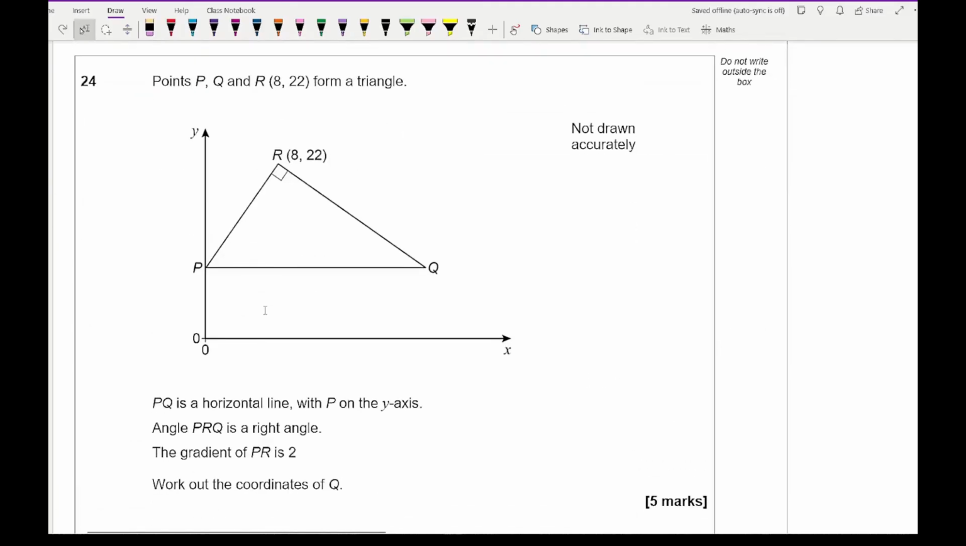Moving on to question 24, it says points P, Q and R, where R is the coordinate of 8, 22, form a triangle. PQ is a horizontal line with P on the y-axis.